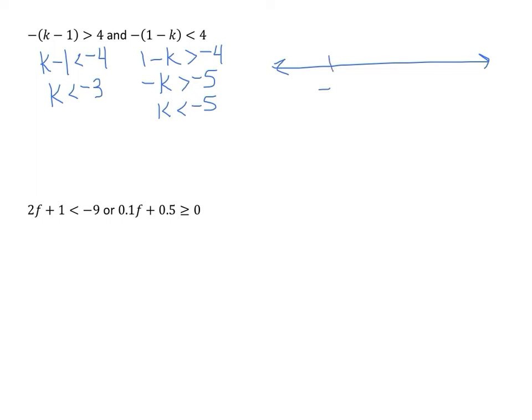So there's negative 5, and there's negative 3. And I need k to be less than negative 5. That's an open circle, by the way. And I need k to be less than negative 3. So this is your solution.